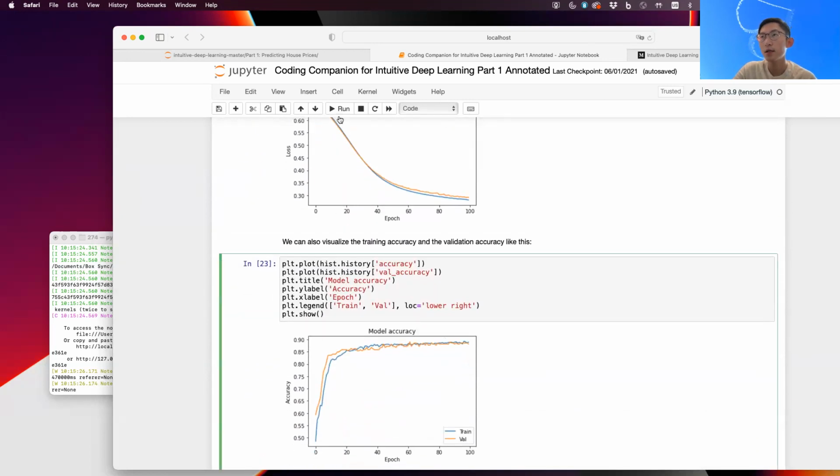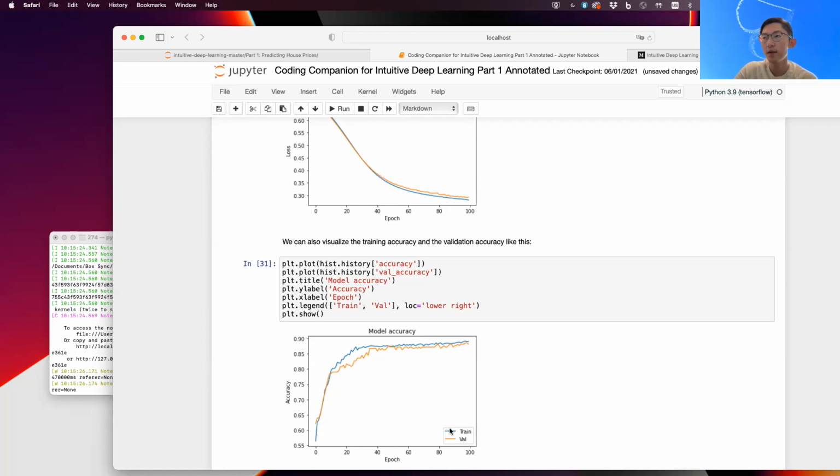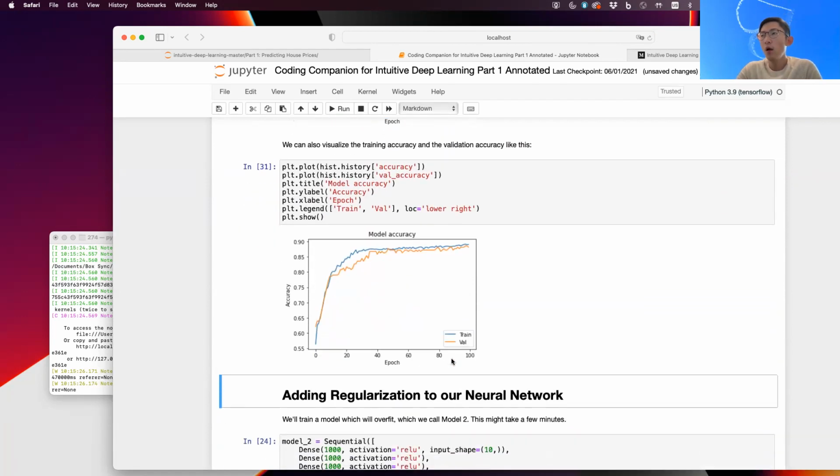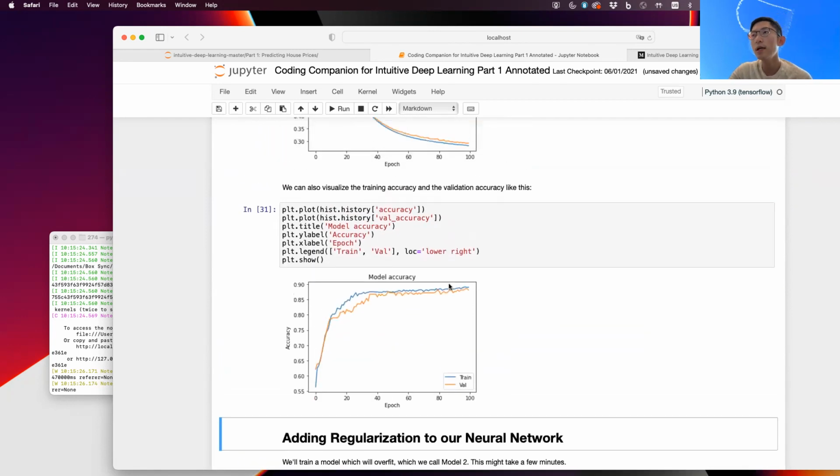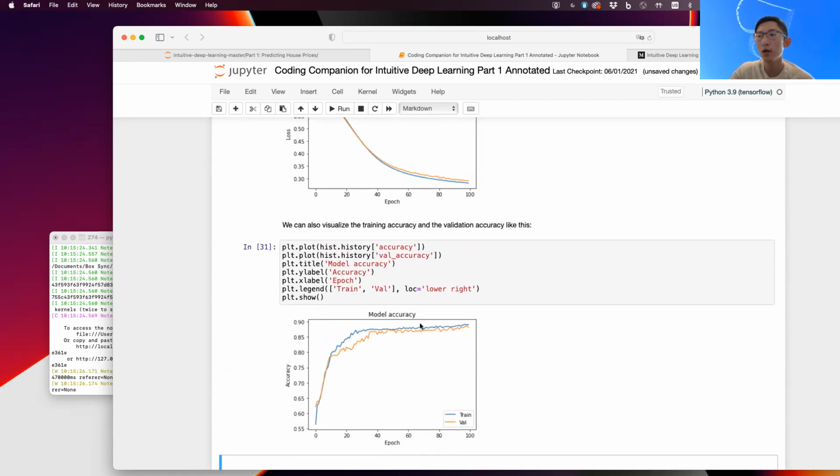Another thing is we look at the accuracy. The training accuracy keeps increasing. Validation accuracy is a little bit more wiggly, because it is separate from your training data. The good thing is there's no indication of overfitting. In this example, they are pretty close to each other. So that's pretty much how we fit a simple neural network model.